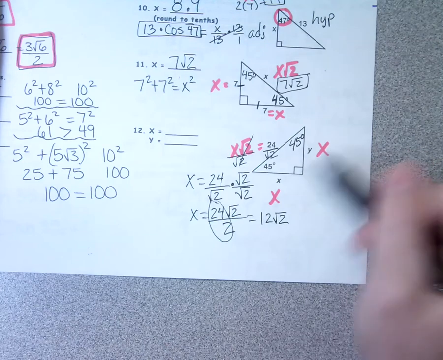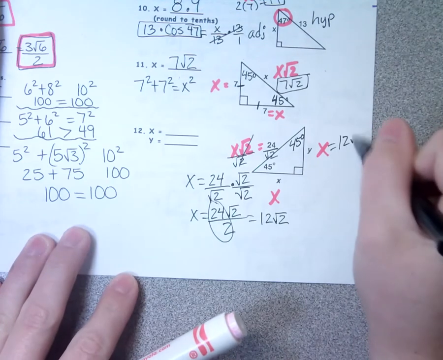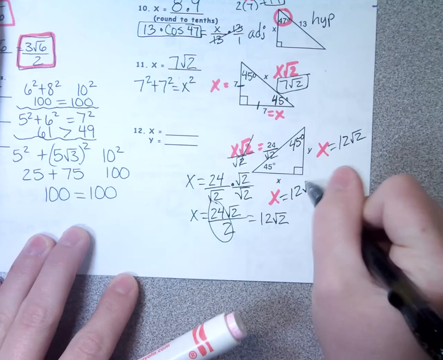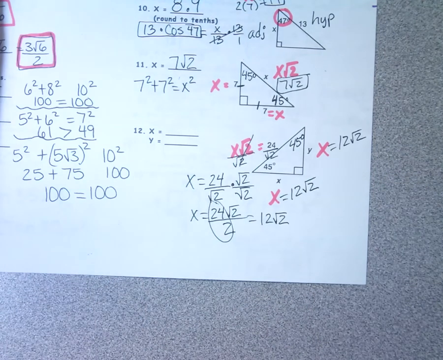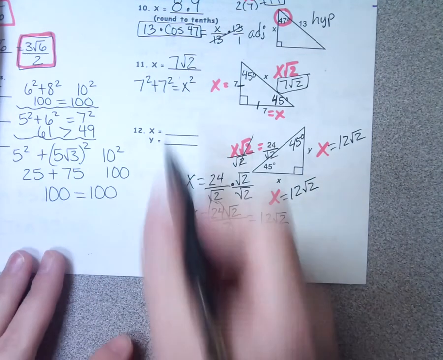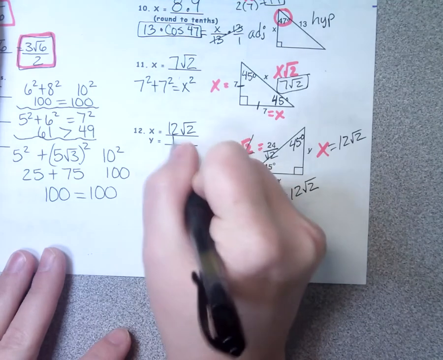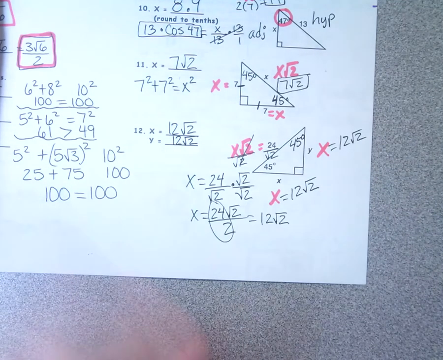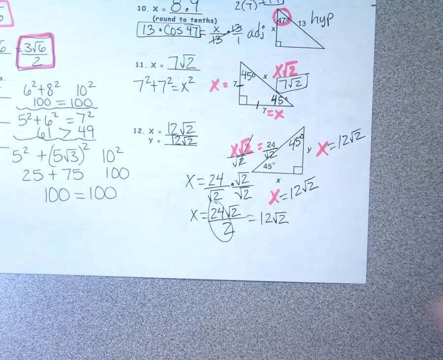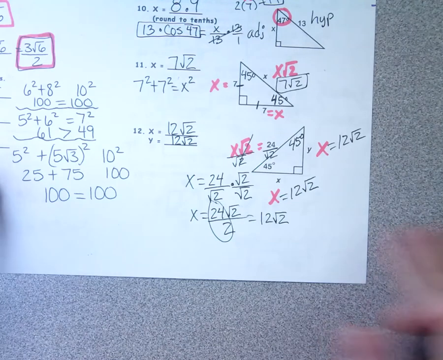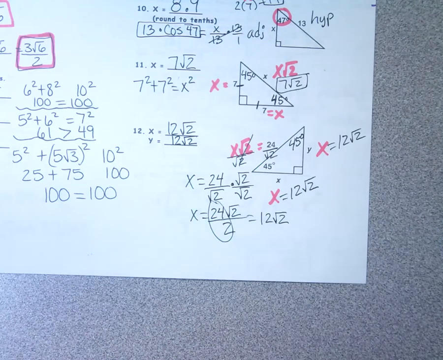So that's what both of these sides are. This side is 12 square root of 2, and this side is 12 square root of 2. And that's what we wanted to know, is what is x and what is y. So 12 square root of 2, 12 square root of 2. Hopefully these 45, 45, 90s and 30, 60, 90s, hopefully they're getting a lot easier for you.